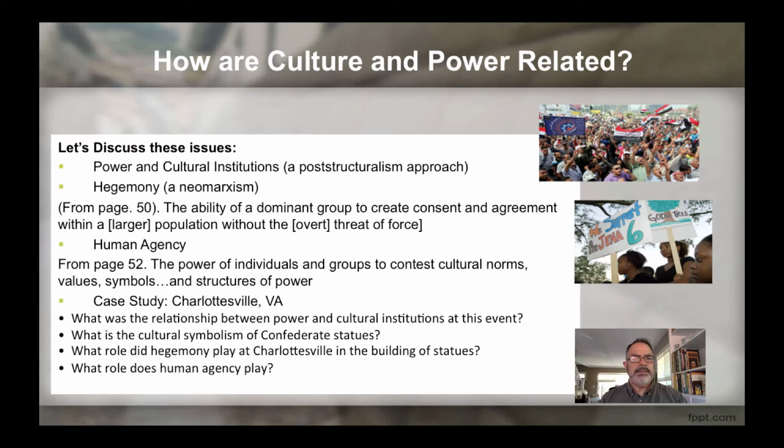Well, let's look at a case study of Charlottesville, Virginia. And let me ask you, what was the relationship between power and the cultural institutions at this event? What was the cultural symbolism of the Confederate statues? What role did hegemony play at Charlottesville in the building of those statues? And what role does human agency play? And I'll withhold discussing these until we get into our actual discussion forum.